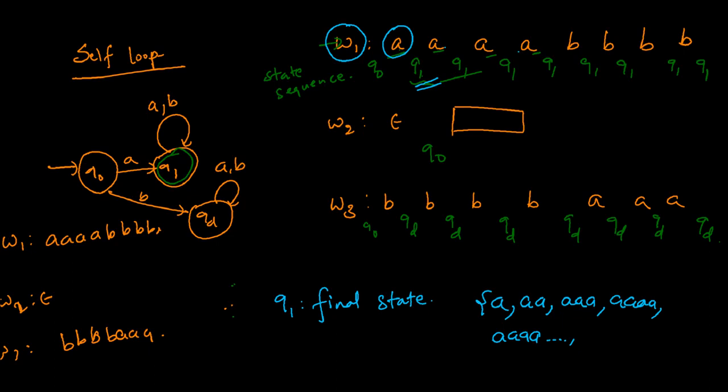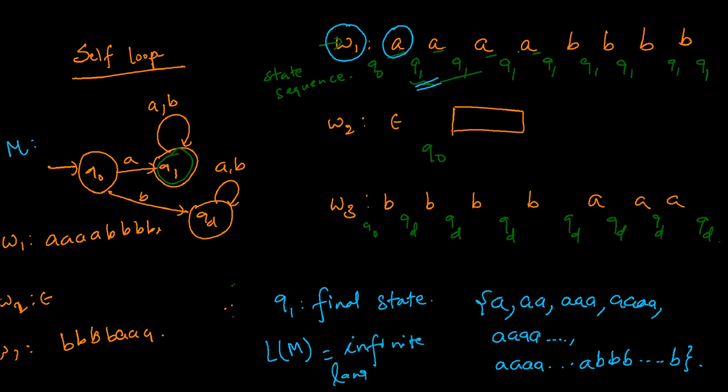Similarly, after going through a sequence of A, you can have as many A's as possible. You can have as many B's. It means that the language of this DFA, M, if this is your M, is an infinite language.